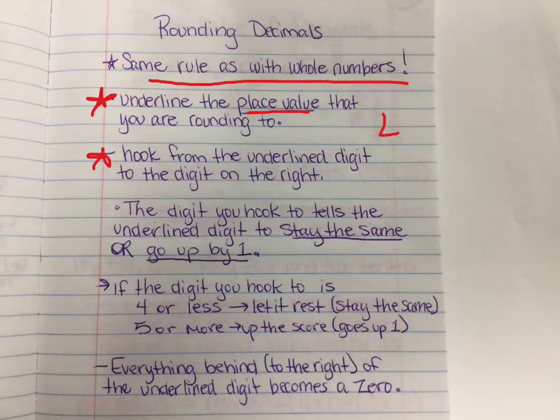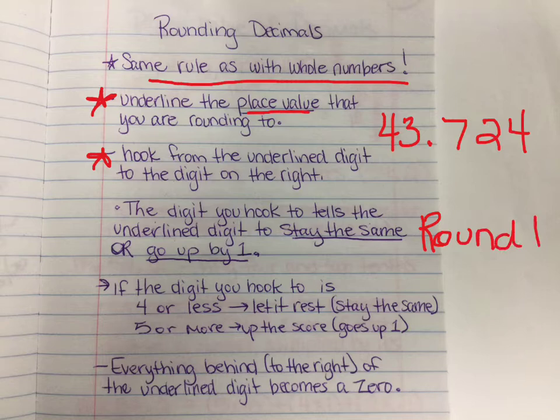So let's do 43.724. That's 43 and 724 thousandths. And we're going to round to the tenths. Okay, so it says underline the place value that you're rounding to. So we're going to underline the tenths place. We're going to hook from the underlined digit to the digit on the right.